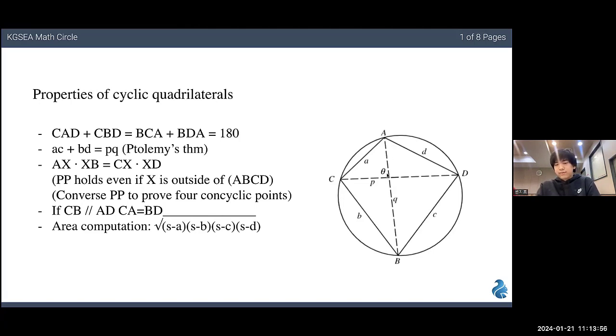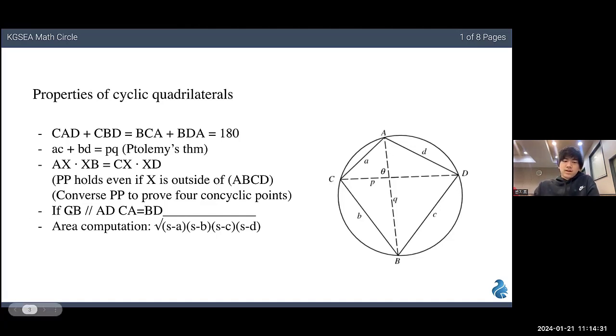And if we denote the intersection of AB and CD as X, then AX times XB is equal to CX times XD. And this holds even if X is somewhere outside of the circle and intersects the circle at 2 points. And this can even be inverted in a way to prove that A, B, C, D are concyclic if this power of a point holds.